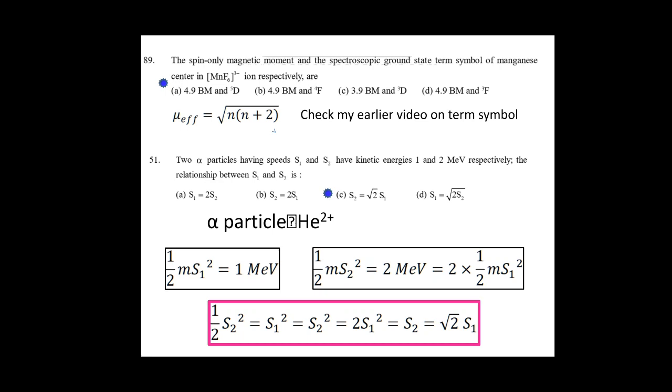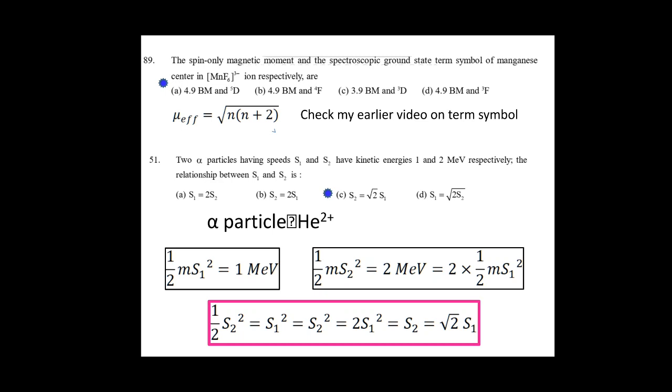Okay, let us move to another problem. This problem is asking: you have two alpha particles with speeds s1 and s2 having kinetic energies of 1 and 2 MeV. What is the relationship between these two velocities? Okay, first of all, what is an alpha particle? An alpha particle is nothing but a helium nucleus. So you take a helium atom, you remove the two electrons, then you get a helium particle, a positively charged particle.